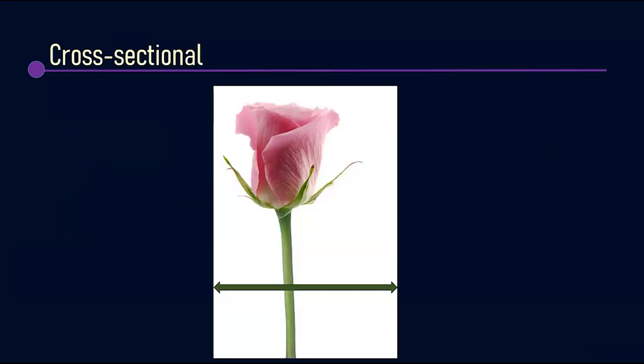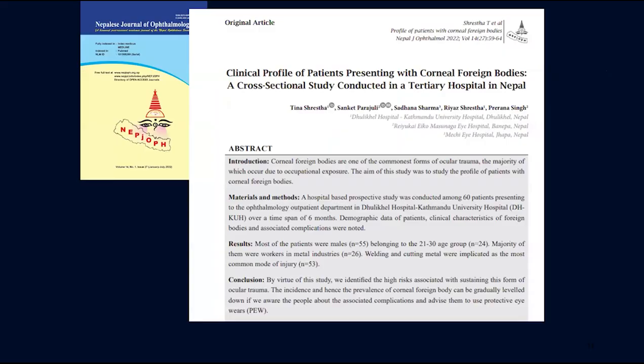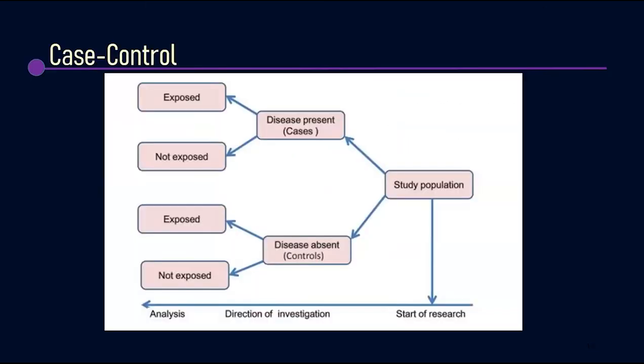Cross-sectional study. This is an example of a rose, a picture taken of a rose. This is a snapshot of time. It doesn't say anything about this rose a week ago or what will happen to this rose after one week. So this is the limitation. The advantage is you can get a quite large sample size in a short period of time, and they are less costly in nature. This is one example of a cross-sectional study performed and published in the Nepalese Journal of Ophthalmology.